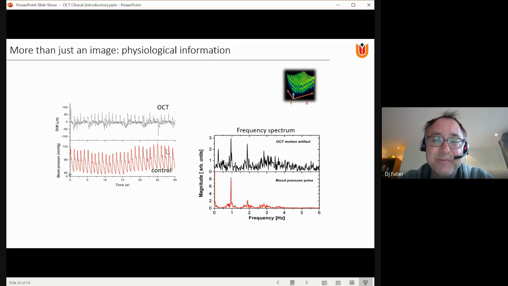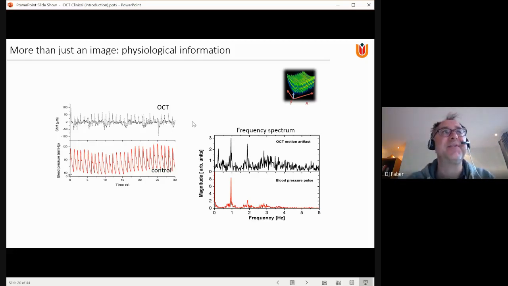If you then take a Fourier transform of both of these signals, you can see signals at a frequency of let's say 1 hertz, 2 hertz, 3 hertz, which corresponds to about 60 beats per minute, which is not so strange. And the same thing comes from the blood pressure measurement. So this oscillation was basically caused by the heartbeat. You can turn that around.